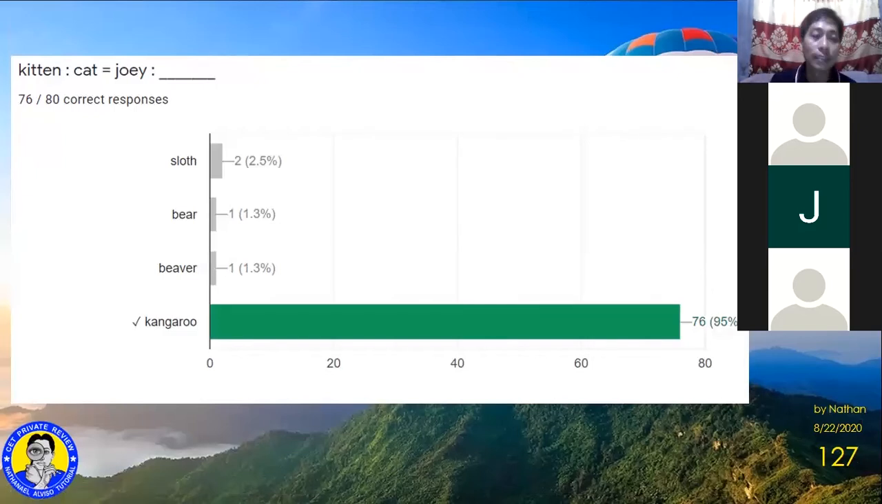All right, kitten, cat, Joey, Tito Vic. No, there's no option for Tito Vic there. But Joey is a baby kangaroo. Okay, so do not say bear or sloth or beaver. It's a baby kangaroo, as kitten is a baby cat. So most of you got this correctly. 76 people.